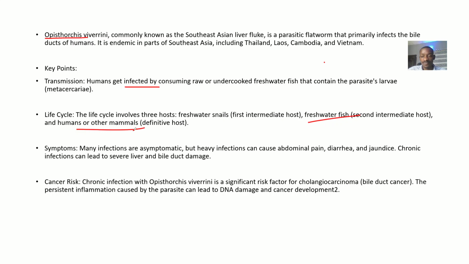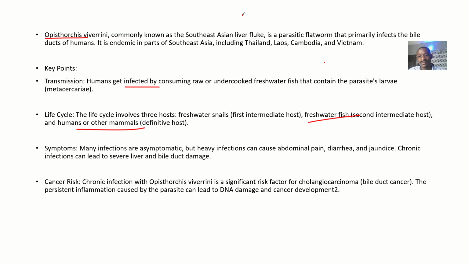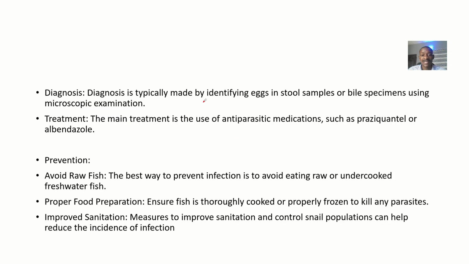So what are the symptoms you can get when you have this organism? Many infections are asymptomatic. But if you are heavily infected, you can see this guy screaming here as he's trying to defecate. Heavy infection can cause abdominal pain, diarrhea, jaundice. Chronic infections can lead to severe liver and bile duct damage. There's also a risk of cancer. If it's infecting the bile duct, it can cause cancer of the bile duct, that's cholangiocarcinoma.